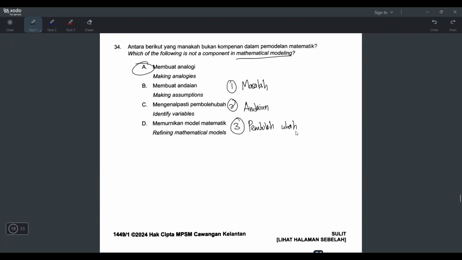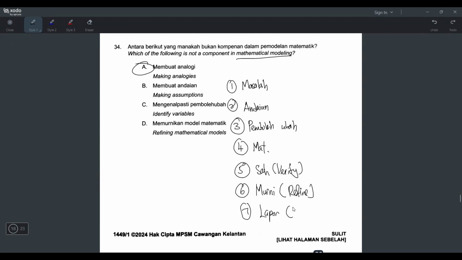You just memorize the keyword only, no need to memorize the whole thing. Mengenal pasti pemboleh ubah, just memorize the keyword, boleh ubah. The next one is apply mathematics. Number five is sah. The keyword here is sah, which in English is verify. Then six is memurnikan, murni, or in English we call it refine. Then seven is lapor, which in English is report.